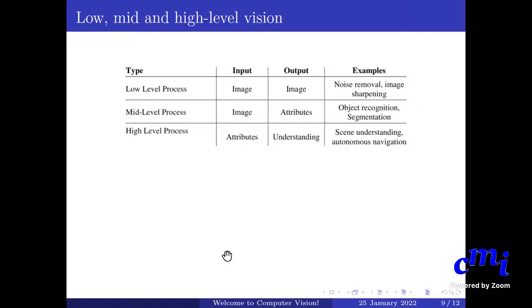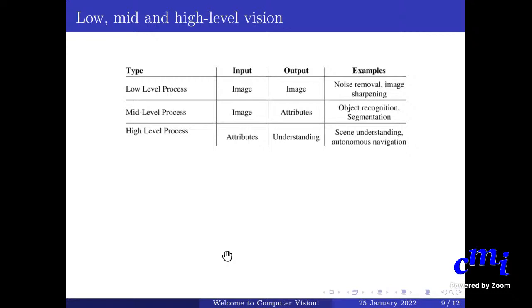So in a low level process, your input is an image, and the output is also an image, with some pre-processing done. You have probably removed noise, or you have probably detected the edges, or you have segmented it. Segmentation even will go to mid, but you have rotated, suppose, or you have cropped.